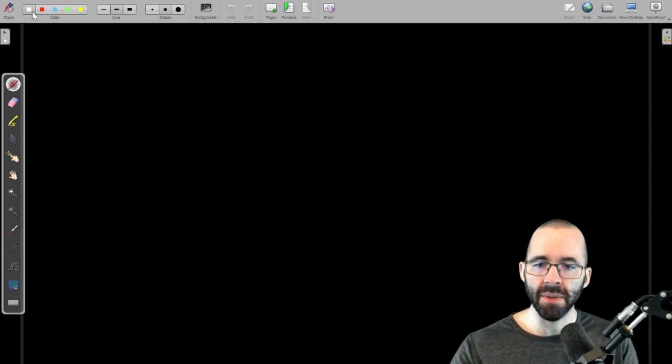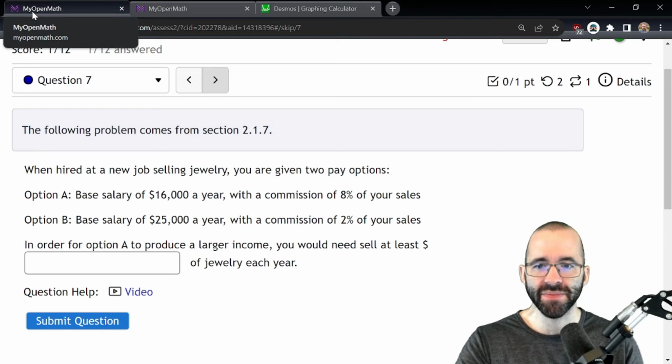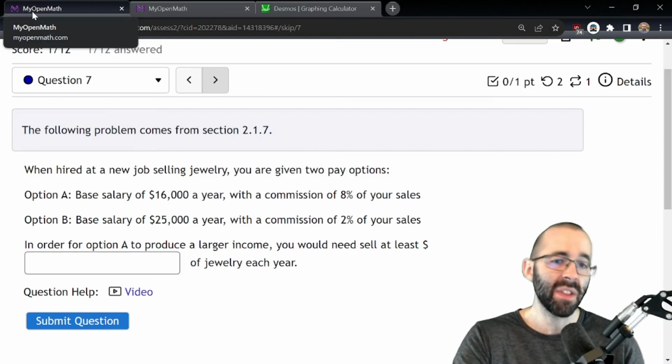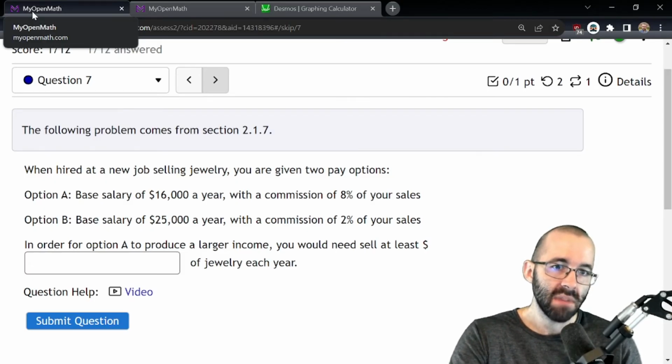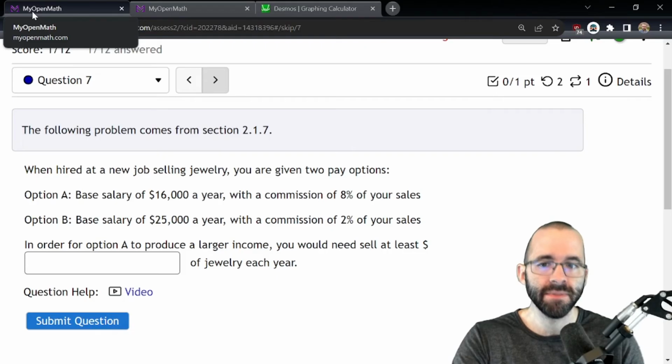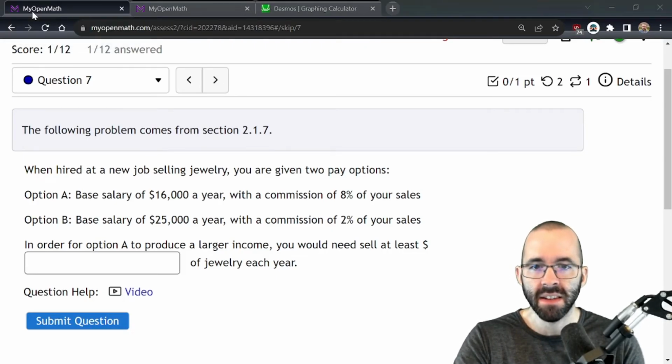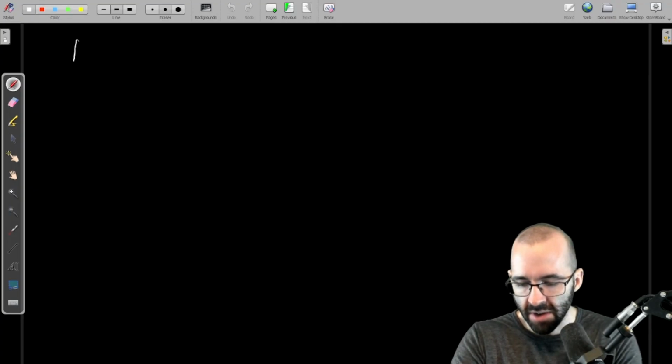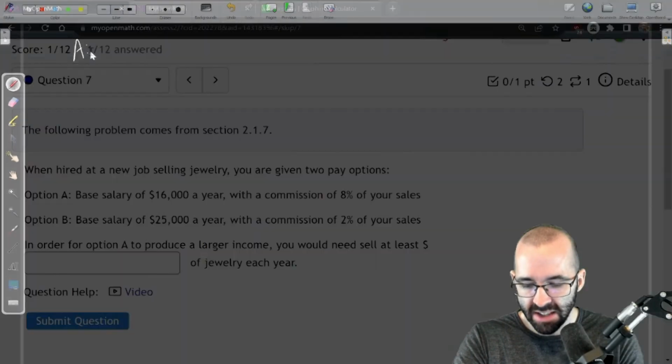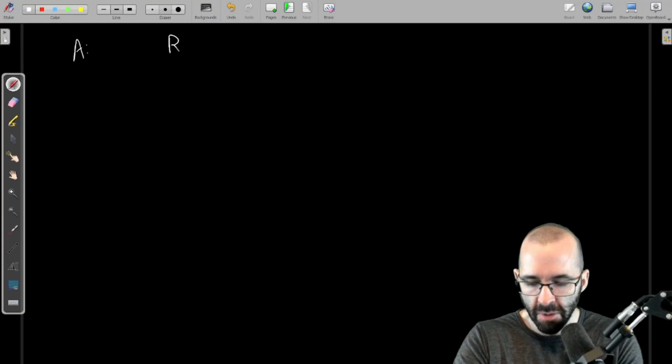So it wants to know, what does it want to know? It wants to know, when is option A better? Okay, so let's find when they're equal, and then we'll go from there. So option A, our money in option A, for option A, it's going to be always 16K. So the revenue, call that revenue 1. Oh, let's just call revenue.